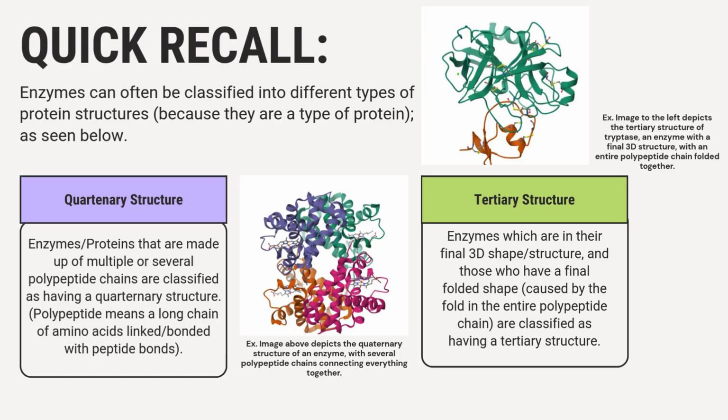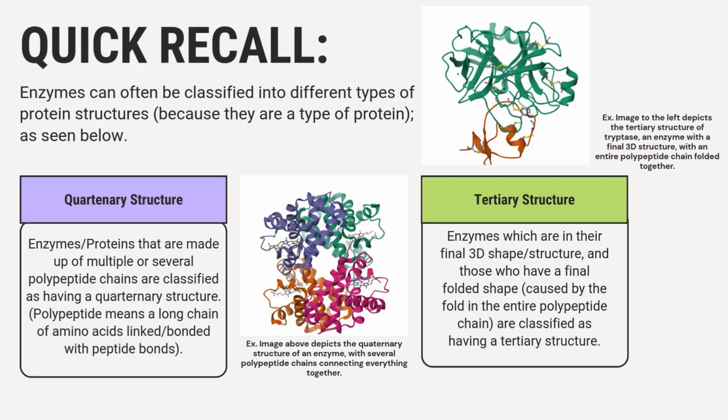So here, enzymes can often be classified into different types of protein structures because they are a type of protein, as seen below. So we can see here a couple of them: quaternary and tertiary. So enzymes or proteins that are made up of multiple or several polypeptide chains are classified as having a quaternary structure. And here, basically, polypeptide means a long chain of amino acids linked or bonded together with peptide bonds.